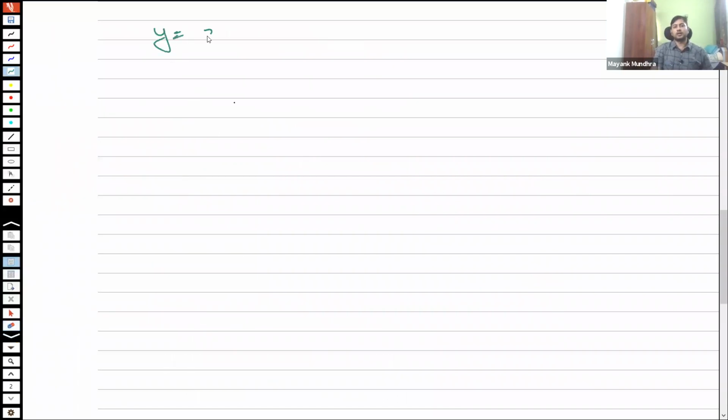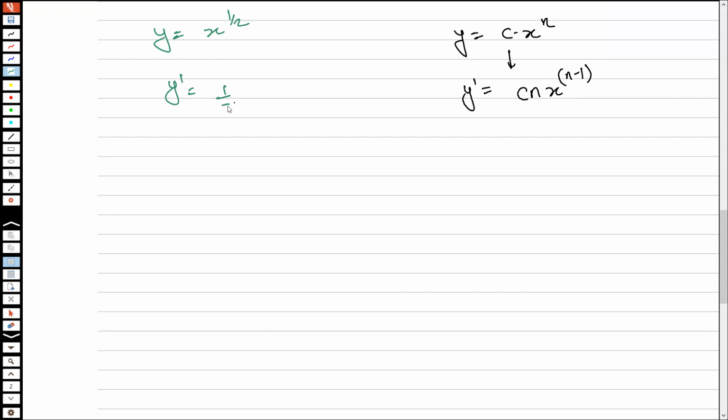So y equals x to the power half. The formula is that if y equals c times x to the power n, then y prime, the differentiation, becomes cn times x to the power n minus 1. So if this is my function y, what is going to be y prime? 1/2 root x. Very good.